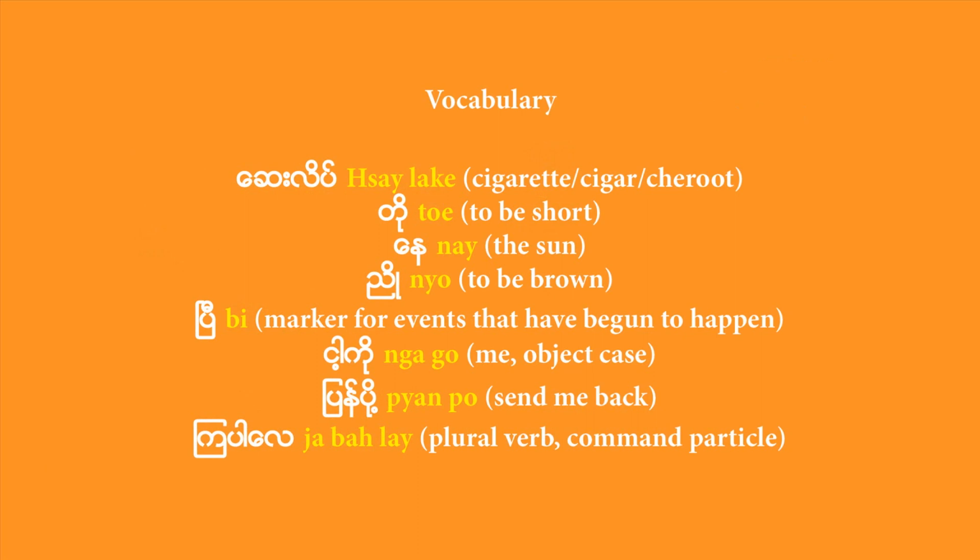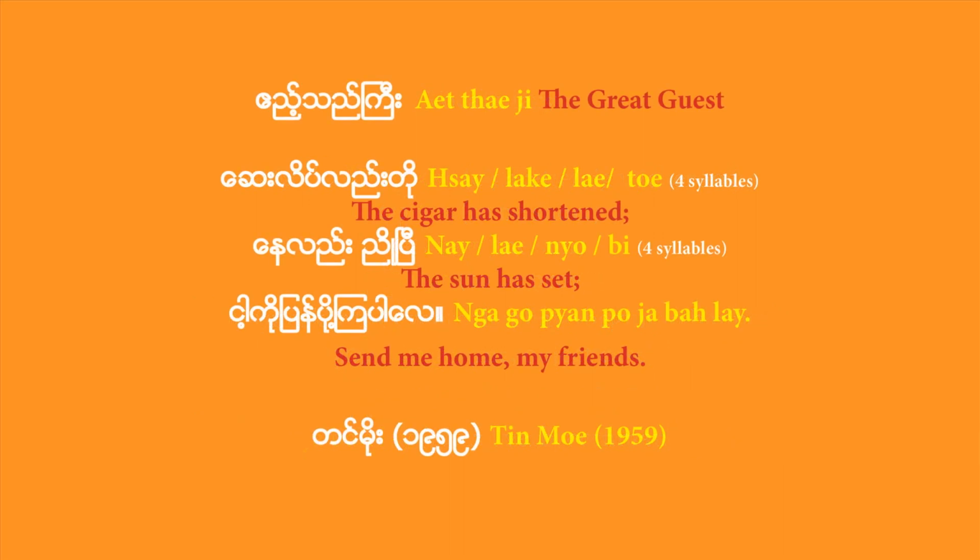The sentence particle be marks events that have started to happen, in this case, the sun turning brown and the cigar turning short. The particle is missing in the first line, so it should be treated as a shared particle that should be applied to both the first and the second line. You see, this poem is written in the classic four-syllable or lei longza Burmese poetry form, which may explain why the poet dropped the particle be in the first line to keep it within the four-syllable count.